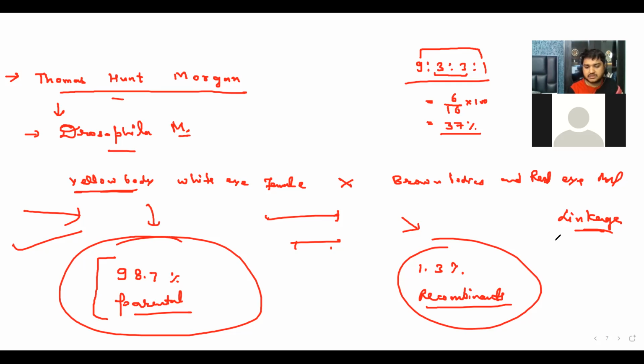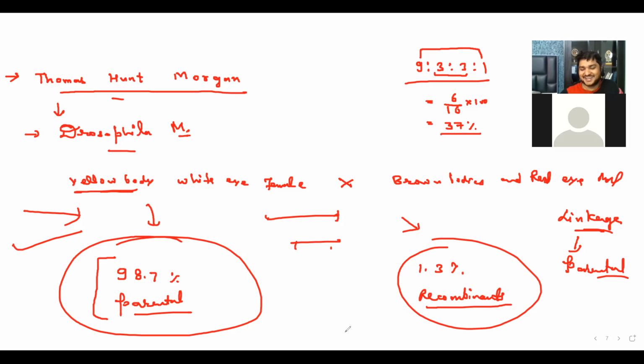When two genes lie very close to each other on the same chromosome, they prevent bonding with other genes, and they don't show the law of independent assortment. This is called linkage. And this linkage will result in more parental or recombinant? Parental, yes, because they will not show the variation. So this linkage will result in the parental ones. Got it, everybody?